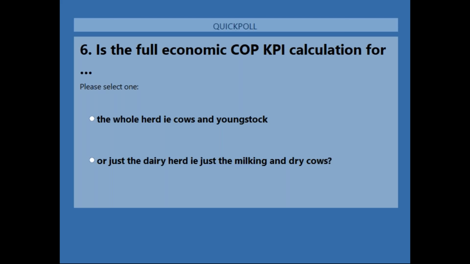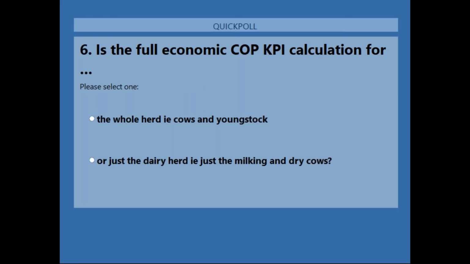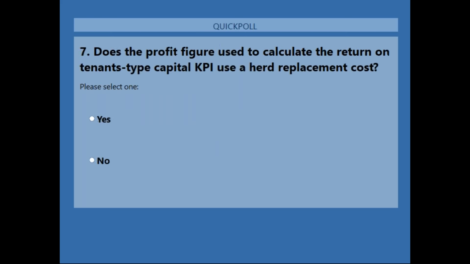Just 2 more votes. Okay. Correct. Yep, everybody's right. It's the whole herd. Brilliant. Oh, we're a bright bunch. You are. You're quick learners.